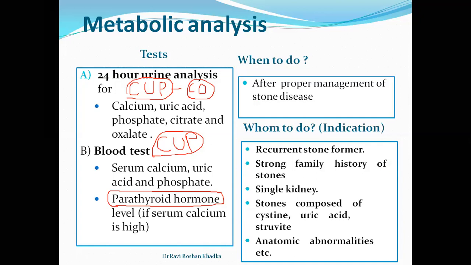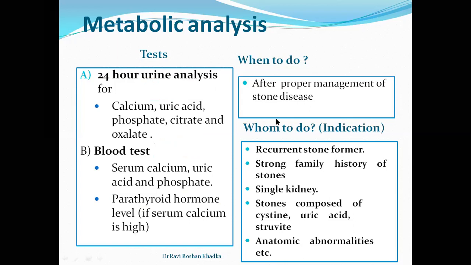We don't want that kidney to form stone again. We don't want to operate on the kidney multiple times. That's what we want to prevent. And for some stone compositions like cystine, uric acid, and struvite, in that case also we do the metabolic analysis. The list is long. I've just given you the very few common ones to remember.